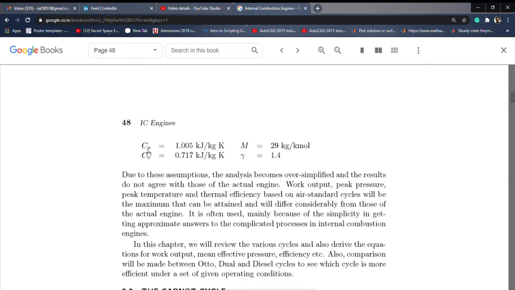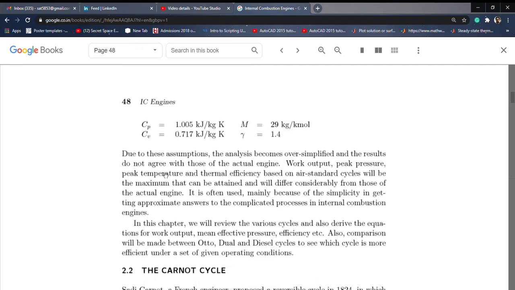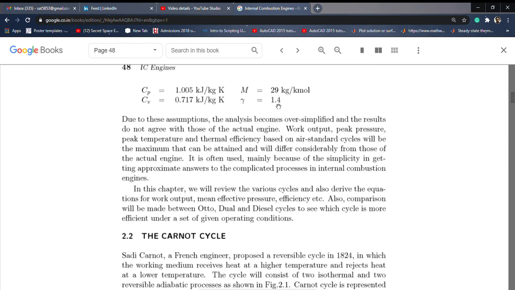What is Cp? It is the specific heat at constant pressure, and Cv is the specific heat at constant volume. M is 29 kilogram per kilomole. This is for air. Air is a mixture of gases, oxygen, nitrogen, hydrogen, carbon monoxide. A number of gases are in the air, so take the average mass of air, that is 29. Gamma is 1.4. The ratio of Cp by Cv is called gamma, and it is 1.4.